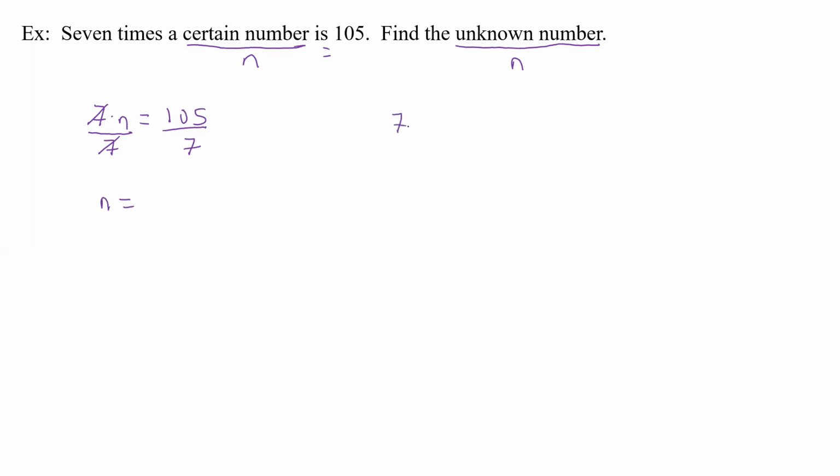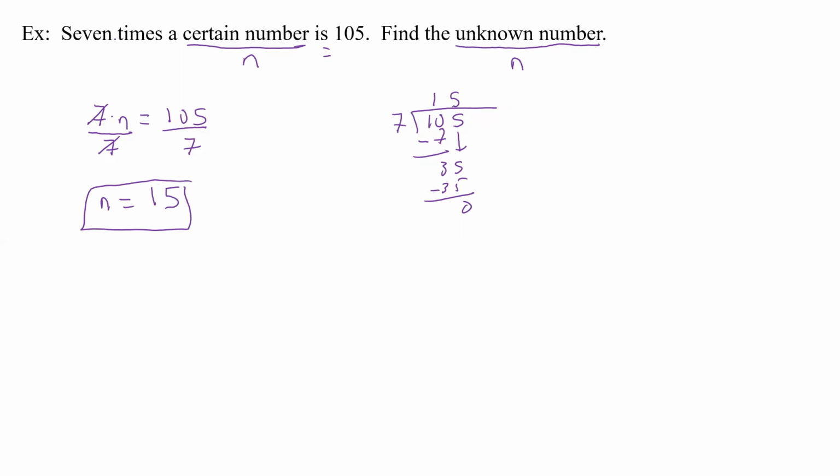Now we actually have to do a long division here. 7 into 105. Well, 7 doesn't go into 1, but 7 goes into 10 once. And we have to subtract. 10 minus 7 is 3. Bring down a 5. 7 times 5 is 35. Subtract, we get 0. So it looks like n is 15. And so that is our number.